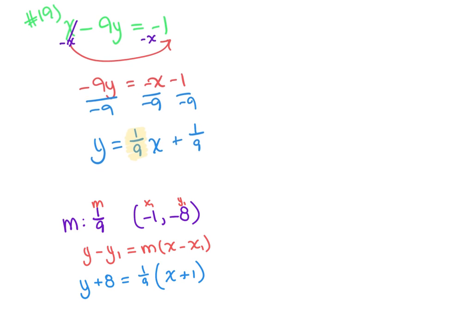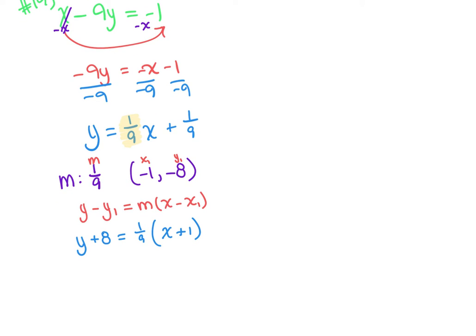To finish this guy out, I need to just distribute because they want it in slope-intercept form. So I need to distribute my 1/9. So y plus 8 equals 1/9 x plus 1/9. And then I need to subtract my 8.